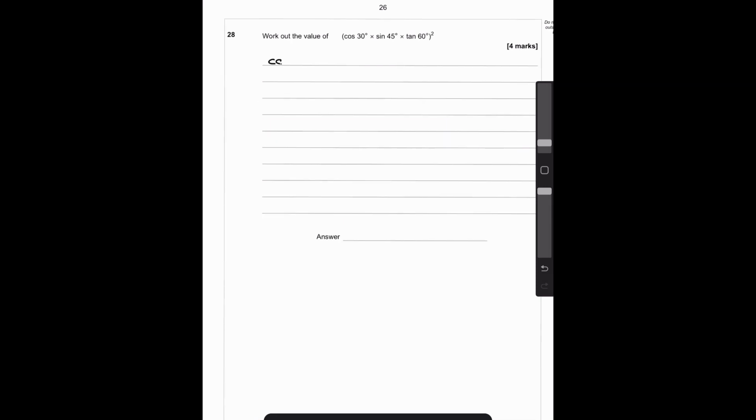Question 28 says to work out the exact value of some trigonometric functions. These are exact value rules, which means you need to know the exact values of each of these. Cos 30 is equal to root 3 over 2. Sin 45 is equal to root 2 over 2, and tan 60 is equal to root 3.